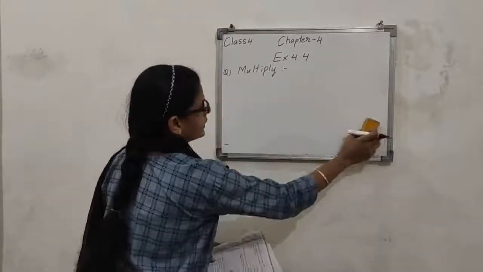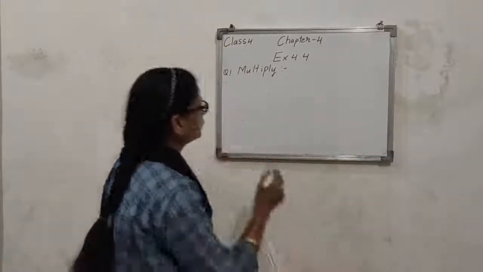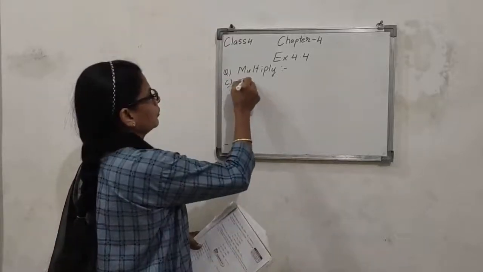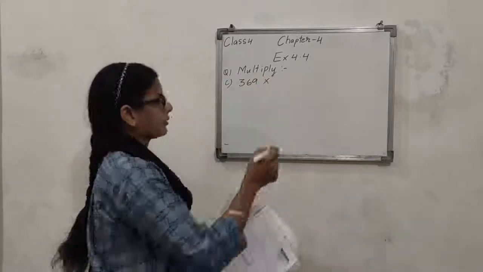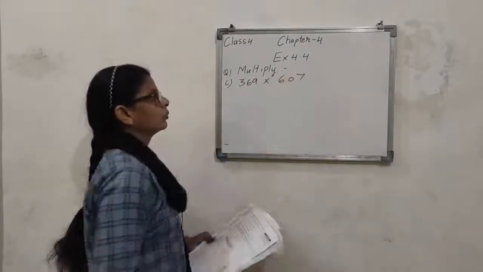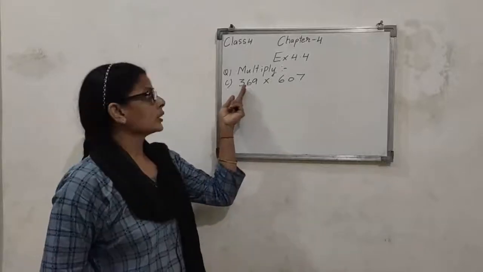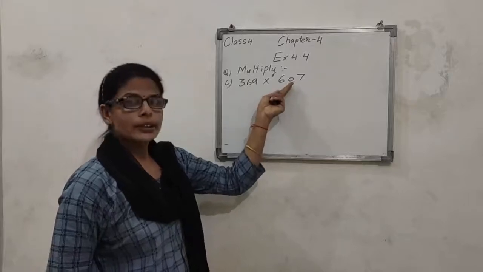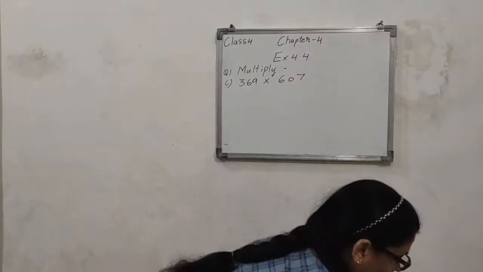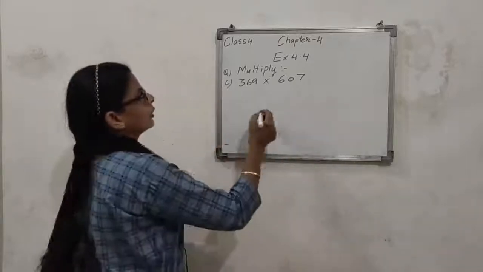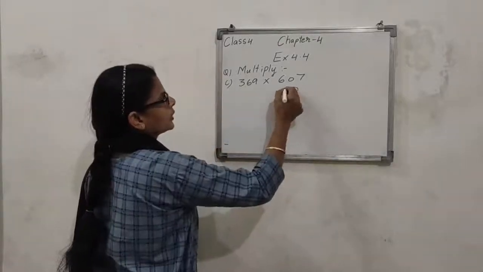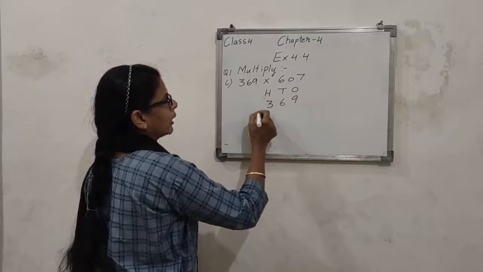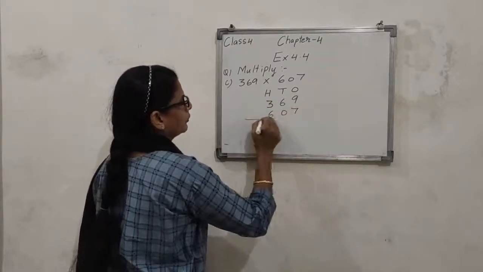Question number 1, C part. 369 multiplied by 607. The multiplicand is in 3 digits and the multiplier is also on 3 digits, but the multiplier have 0 in it. Arrange according to the places: ones, tens, 100. 369 multiply by 607.